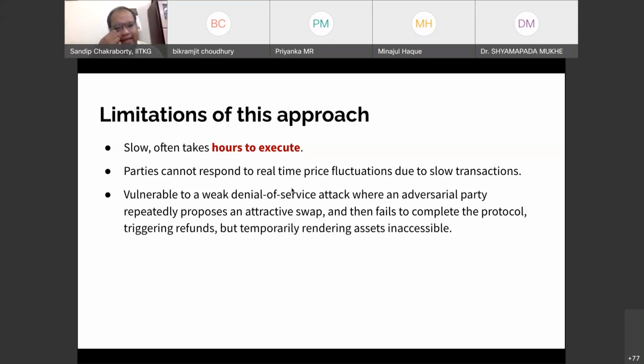Well, and this kind of attack is sometimes vulnerable to a weak denial of service attack, where an adversarial party repeatedly proposes an attractive swap and then fails to complete the protocol, triggering refunds but temporarily rendering assets inaccessible. So what basically happens is that you create multiple such different contracts, but do not execute those contracts. That way you can actually make the network busy by processing the transactions that you are submitting with the help of those contracts.